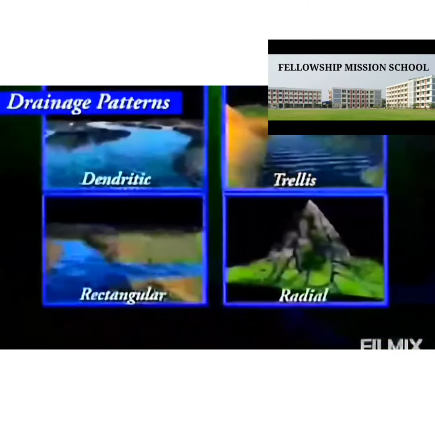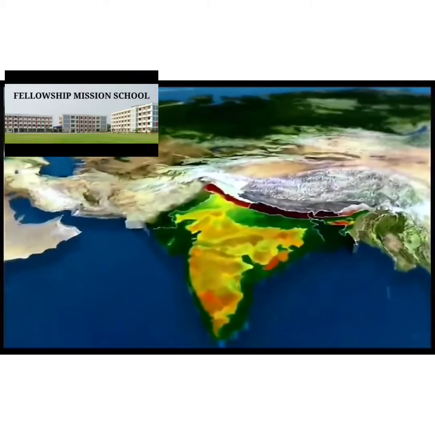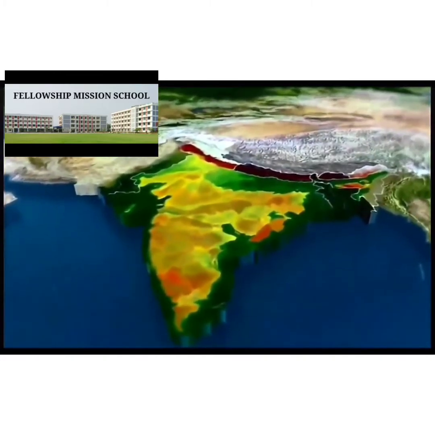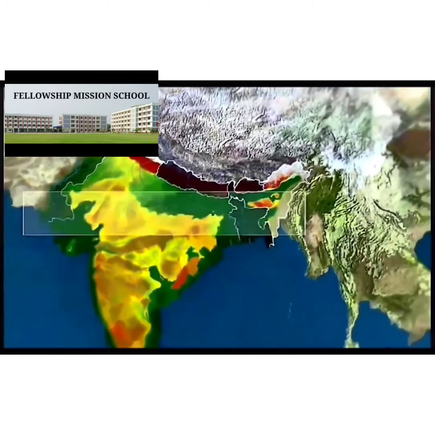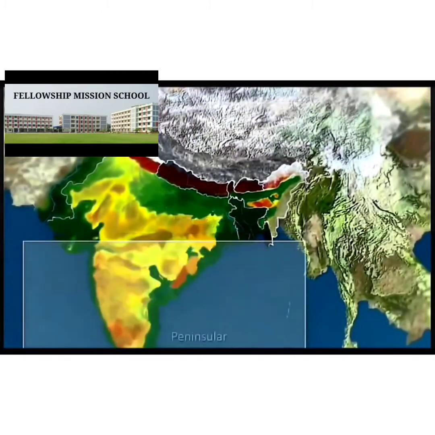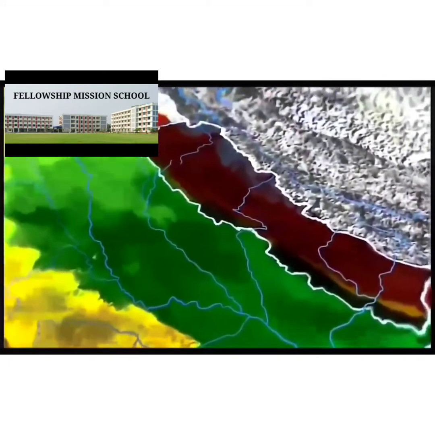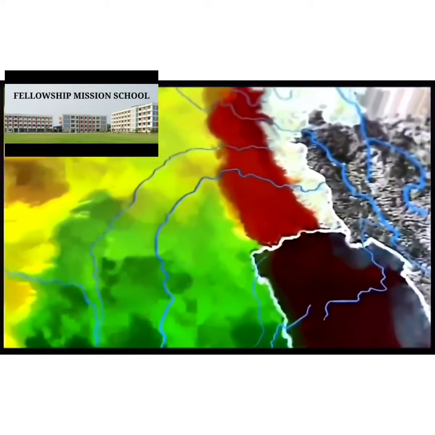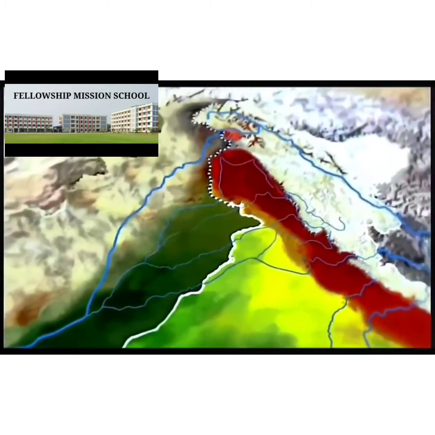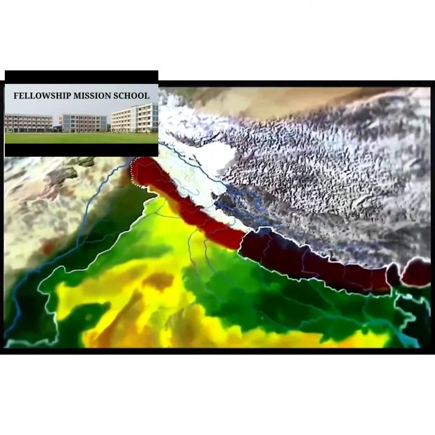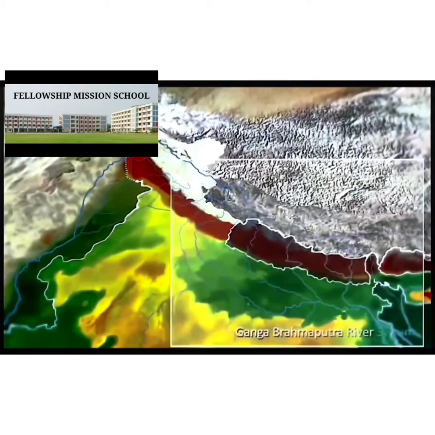So here we have discussed the four drainage patterns. The Indian river system is broadly divided into two groups: the Himalayan river system and the peninsular river system. The rivers of the Himalayan river system drain the northern region of the country. These are snow-fed and thus have perennial flow of water. Perennial means water throughout the year. The Himalayan river system is itself subdivided into the Indus river system and the Ganga and Brahmaputra river system.